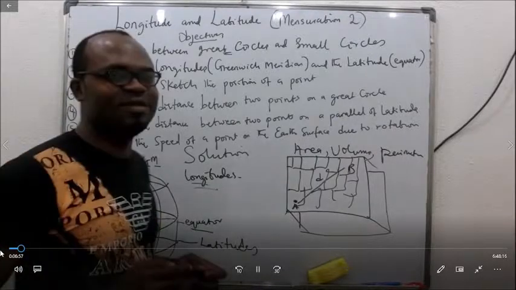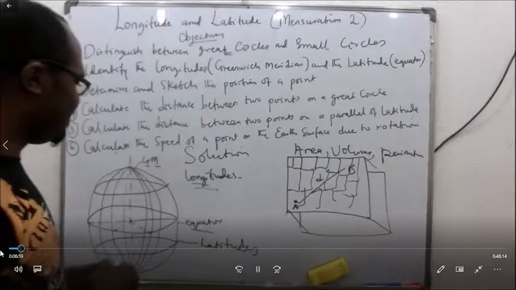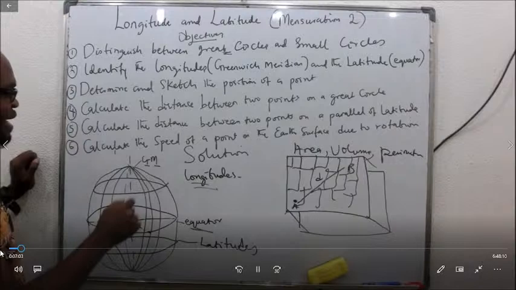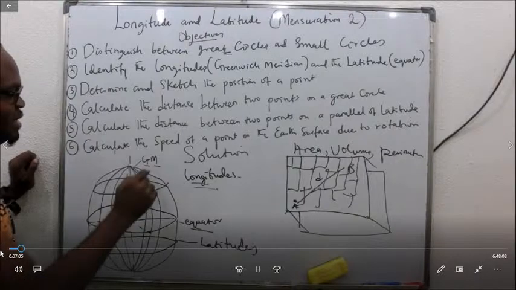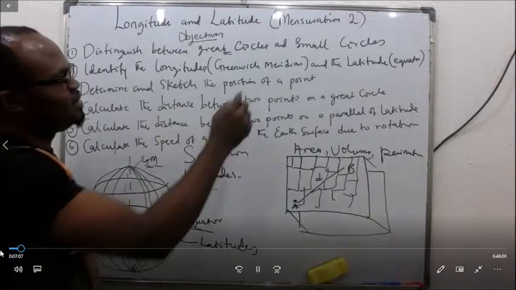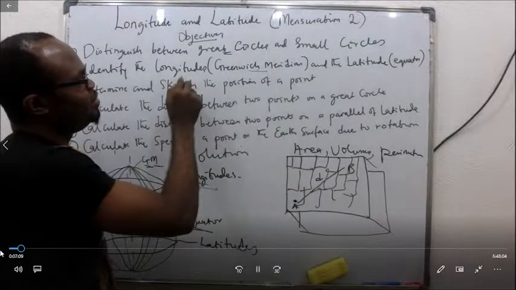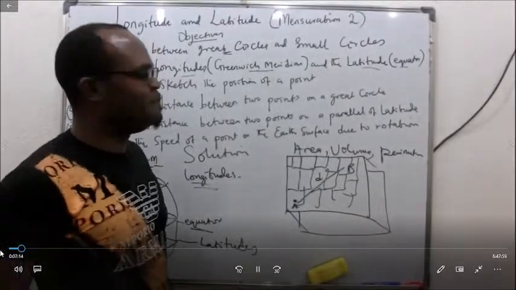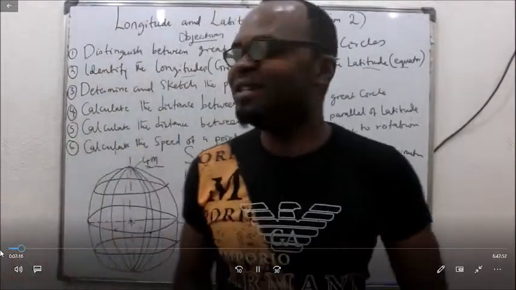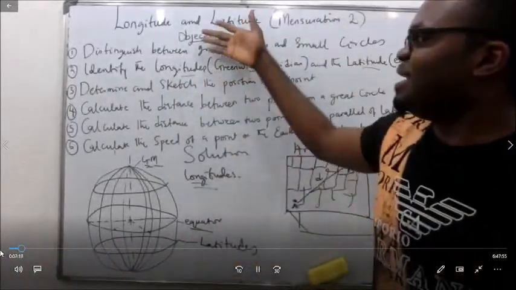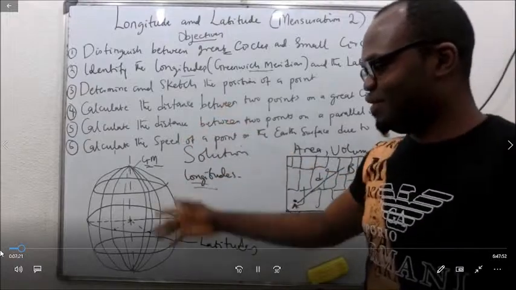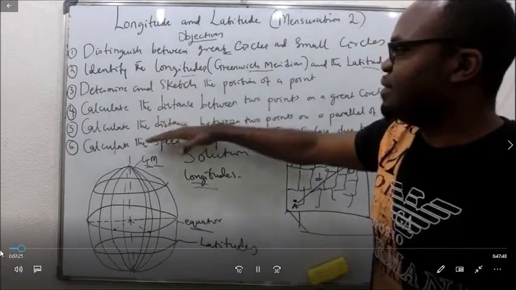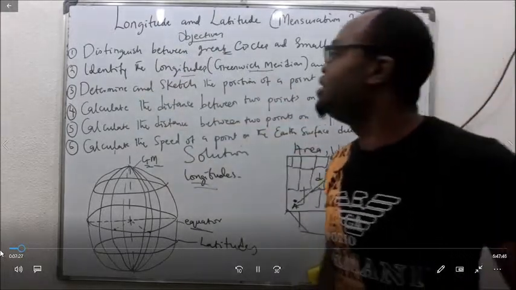So take note. And like I said, the most important latitude is the equator, whereas the most important longitude is the Greenwich meridian. So that's why we noted it here. The most important longitude is the Greenwich meridian. The most important latitude is the equator. So take note of this. You see, I just outlined the objectives and already we are solving them. So at least we'll get them to where we start doing calculations, which we'll do in the next class.